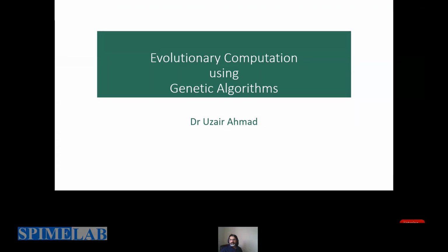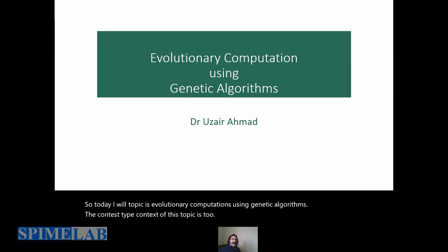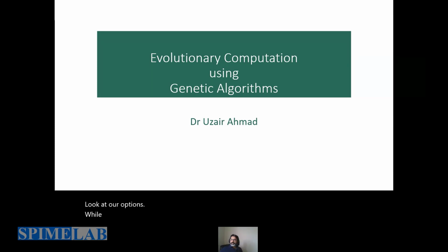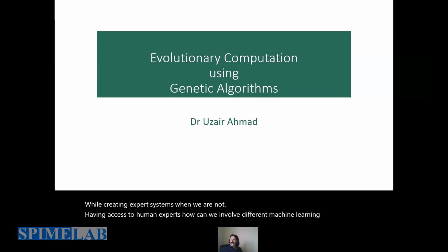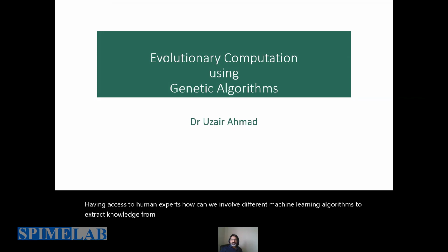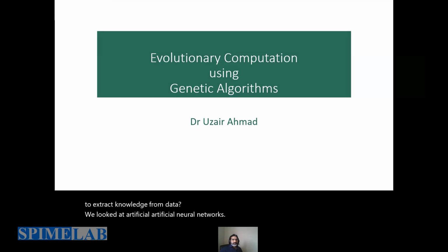So today our topic is evolutionary computations using genetic algorithms. The context of this topic is to look at our options while creating expert systems when we do not have access to human experts. How can we involve different machine learning algorithms to extract knowledge from data? We looked at artificial neural networks, and the second option we are going to learn today is genetic algorithms.